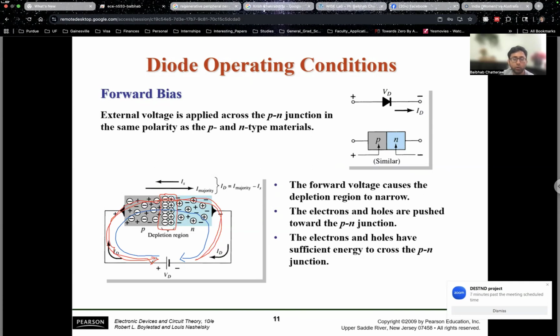Okay. Same with the holes. I mean, holes are just absence of electrons. So whatever you're thinking in terms of electrons, the dual of that can be thought in terms of holes as well. It's just the absence of electrons. Okay, I hope that answers the question.